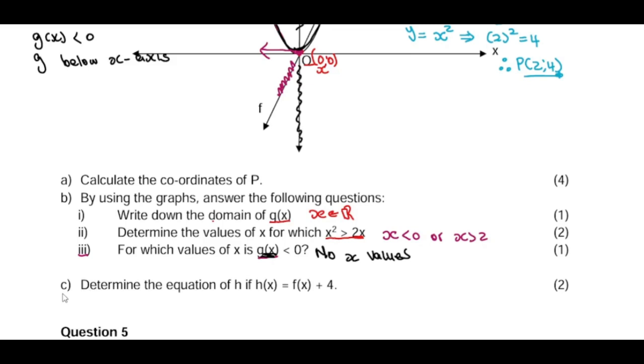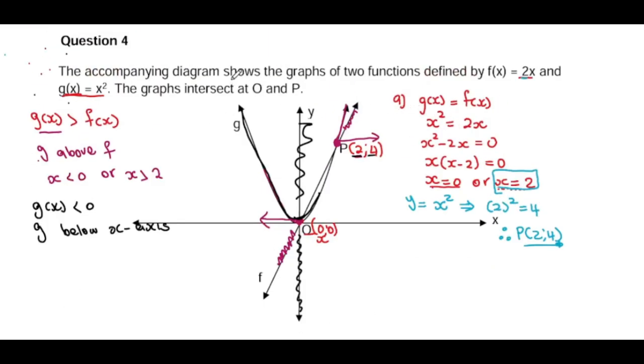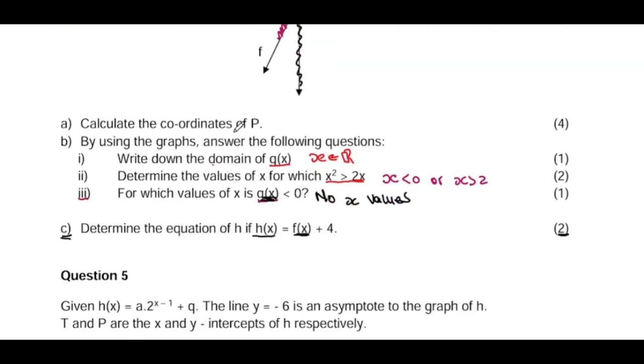Now the last one, determine the equation of h of x. This is f of x. This is easy, right? Don't stress about that. Just take these 2 marks and say f of x. What is your f of x? It's 2x. So to work on this, we're just gonna say my h of x is equal to f of x, it's 2x, then you add 4. This is the new graph that we formed of h of x.